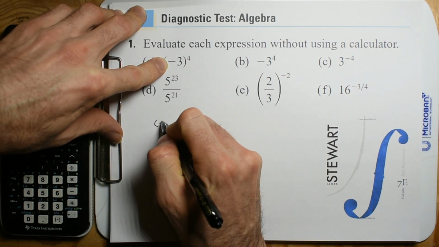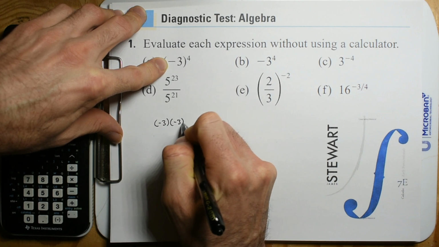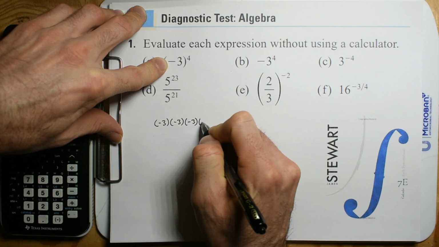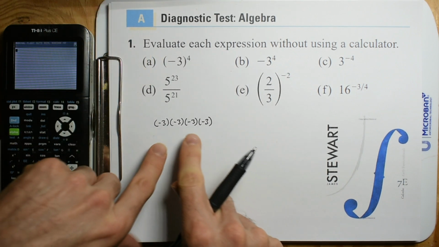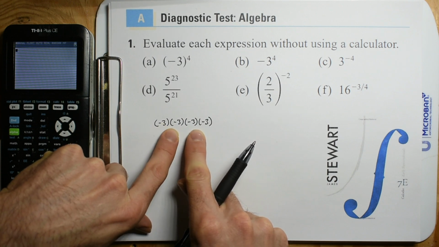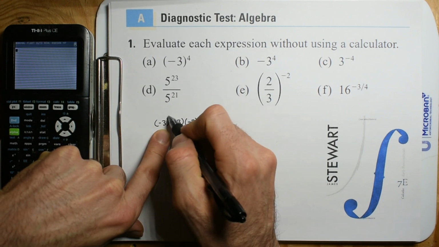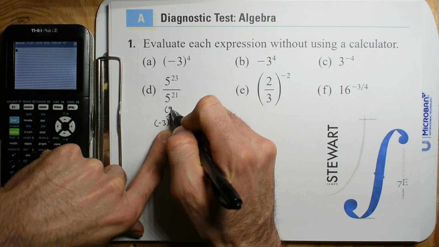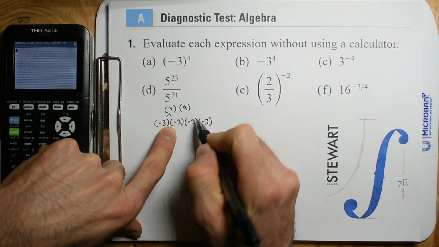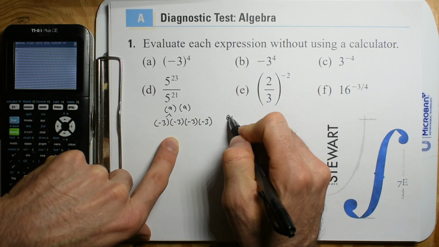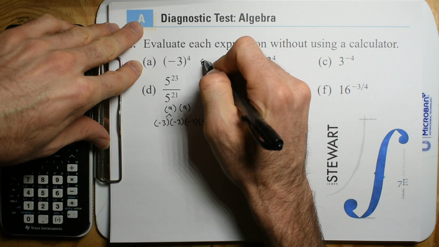Well, that's just going to be negative 3. And sometimes it is helpful just to do what no one's going to do. No one's going to write it out like that. It's just kind of a pain. But you can see that negative 3 times negative 3 becomes positive 9. So we get 81. 81 for that one.